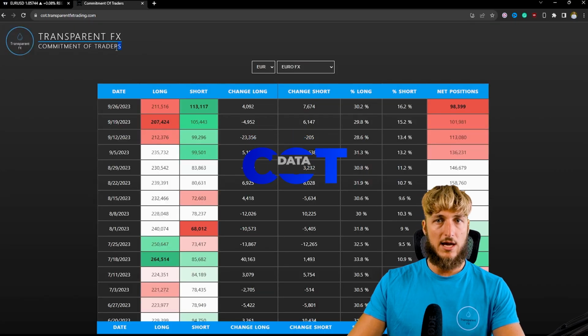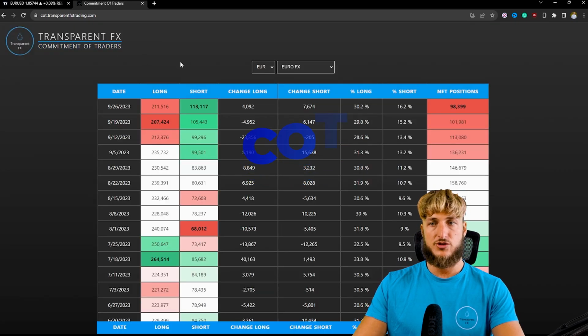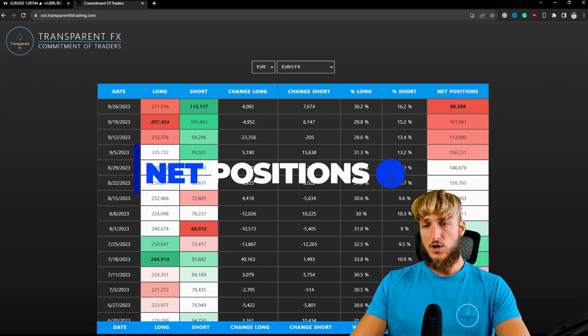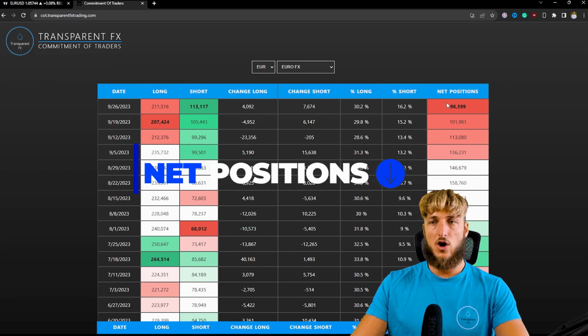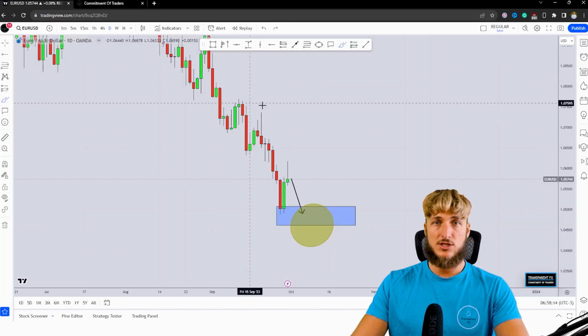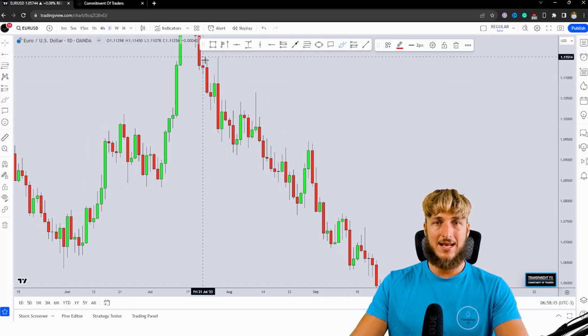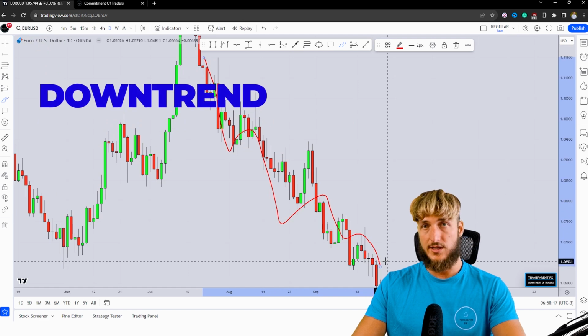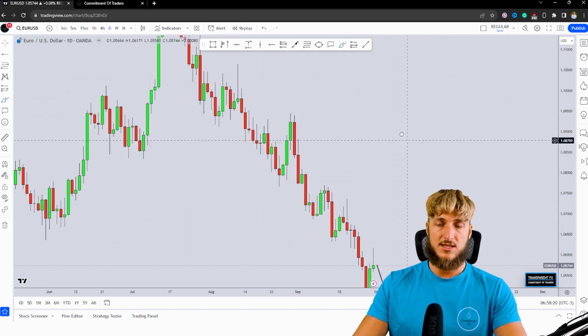Now, if we go and see what we have when it comes to the commitment of traders, so the COT data, so what institutions are doing, we can see that net positions clearly have been decreased. We went from 178K all the way down to only 98K net positions, showing how institutions have been moving to the bearish side of the euro. However, that is clearly priced in. The market has been trending to the downside quite aggressively, fueled by this institutional shorting.